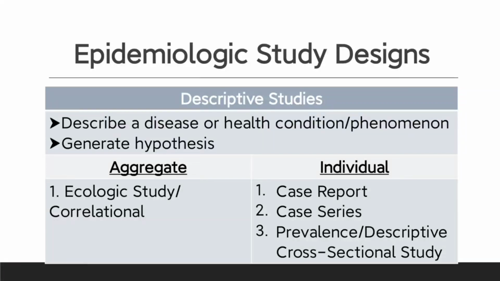On the other hand, we have individual. So, nasa pangalan niya na, no? As is. So, that means we are only focusing on an individual subset o kaya an individual person or an individual variable, an individual disease occurrence, ganun, no? So, isa lang yung focus. So, ano yung mga nasa individual study designs? We have the case report, case series, or yung lastly, yung prevalence studies or yung descriptive cross-sectional study.